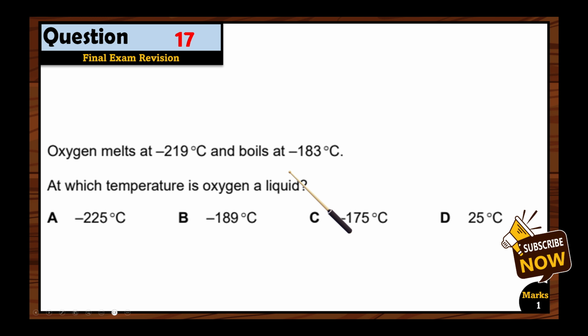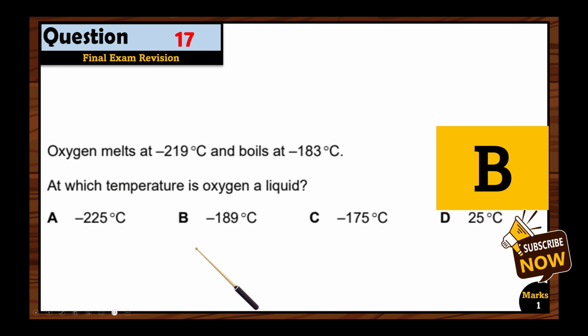Why? Because in between we have minus 189. Minus 189 is less than minus 183, right? Because it's a negative sign, so it means that it will still be a liquid at this temperature. So B option is correct.